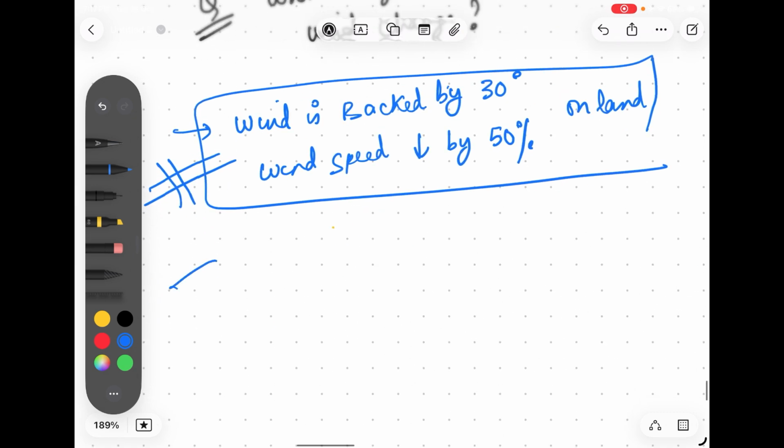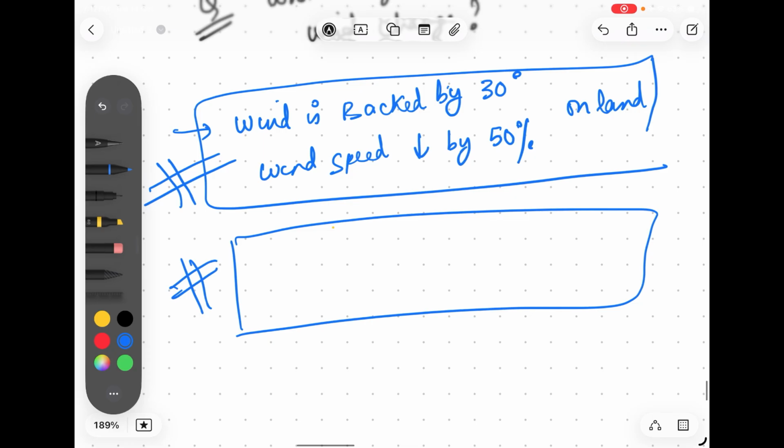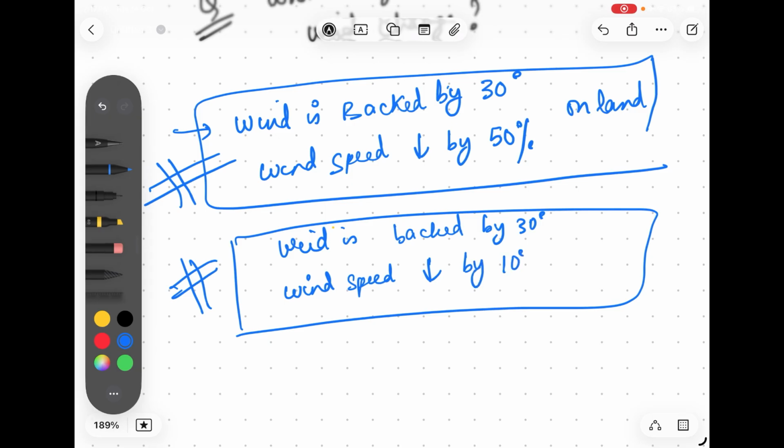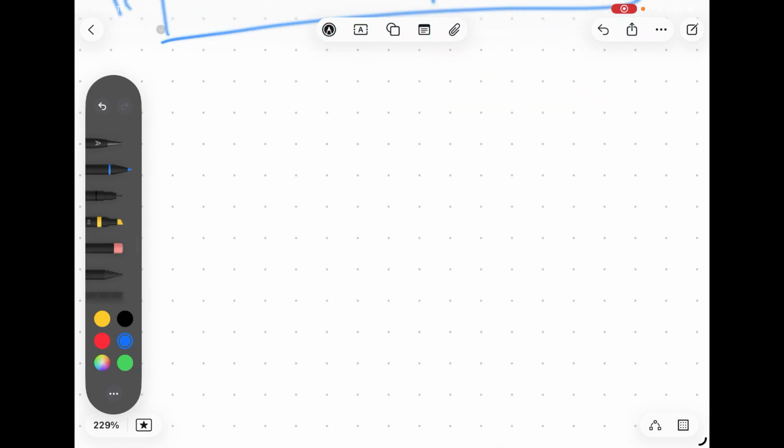The other thing is similar: when the wind is backed by 30 degrees, now this is on water, because over the water you would know that there is less friction, right? So it decreases by only 10%. So this is on sea or water body. So this is also important. Now we can do a small numerical based on this.